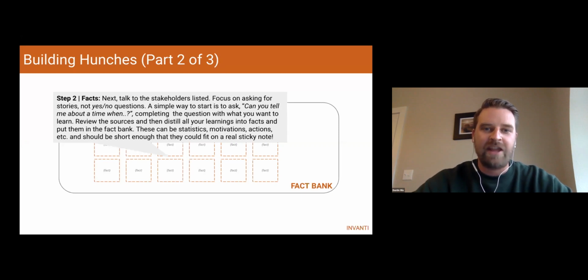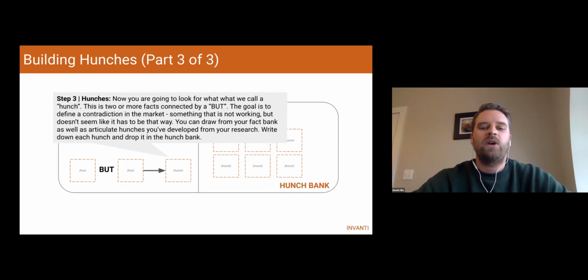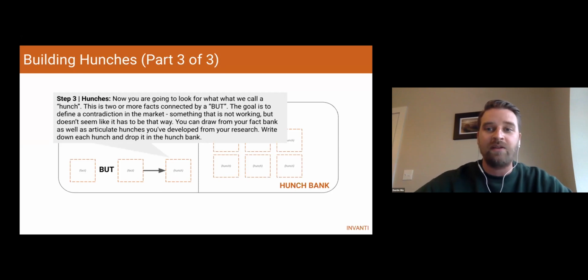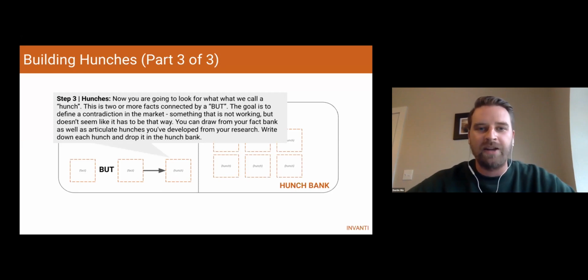So now we have a fact bank set up, right? We've learned a bunch of things. Hopefully there's some cool things. How do we turn that into a space we may want to explore? This is where we come to the magic of building hunches, which is literally as simple as doing a Mad Lib. We look at our fact bank. We might want to sit down and do this with some friends or other people that might be interested. We're going to see if we can start connecting some of the facts we found from our stakeholder interviews and from our sources with the word but.